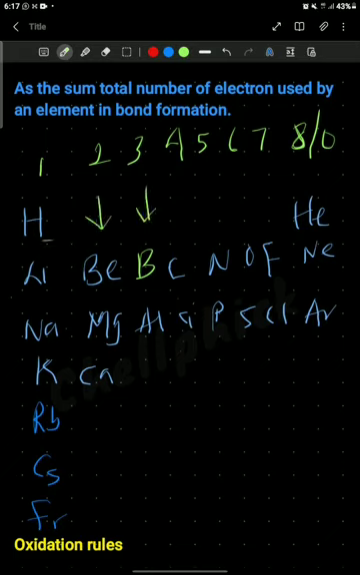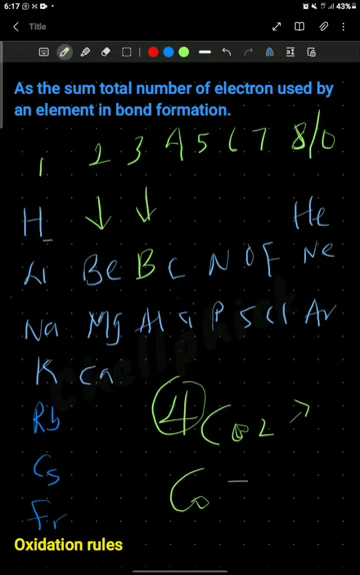Beryllium belongs to group 2. Boron belongs to group 3. For all these elements, the oxidation number will never be greater. Look at carbon. Carbon can form +4. In CO2, if we find the oxidation number of carbon, it is +4. But in CO, carbon forms +2. However, carbon will never form +5 or +6, because the group that carbon belongs to is 4.